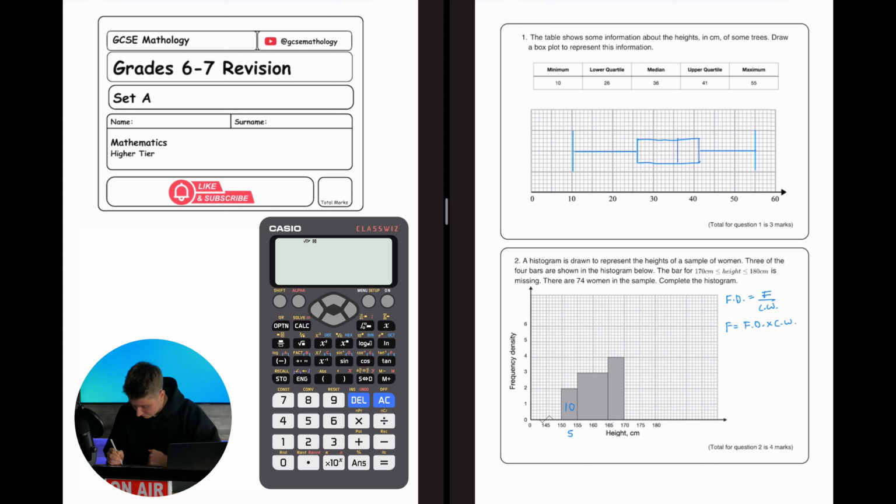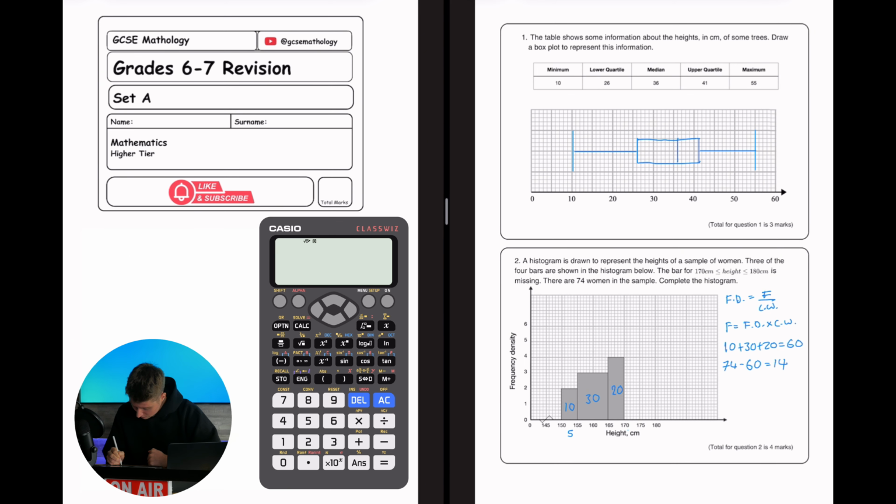Then we've got 155 to 165. That width is 10 multiplied by 3, which is 30. Then we've got 165 to 170. That width is 5 multiplied by 4, which is 20. So 10 plus 30 plus 20 is equal to 60. But we're told that there are 74 in the sample. So if we do 74 subtract 60, this is equal to 14. So there needs to be 14 in this last section here between 170 and 180.